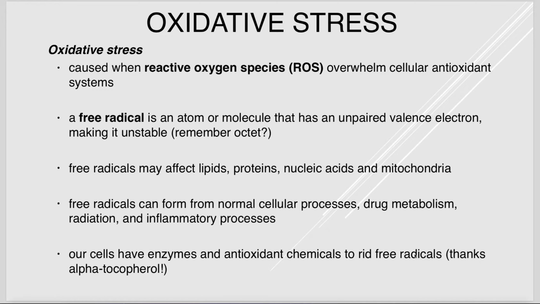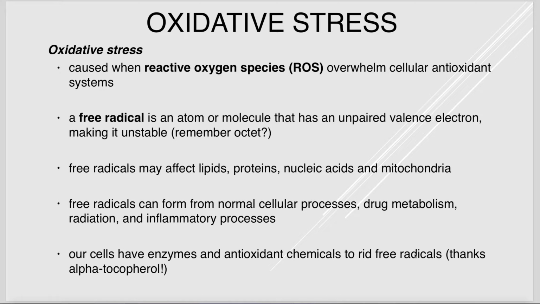Now, oxidative stress. This is when reactive oxygen species like free radicals, oxygen radicals, will overwhelm our antioxidant systems. So a free radical is an atom or a molecule that has an unpaired valence electron, and that makes it unstable. And these free radicals can cause a lot of harm to almost every macromolecule in the cell, such as proteins, nucleic acids, and lipids. Nucleic acids, these are things like DNA. So you can see how this can be a problem because everything's controlled by the DNA.